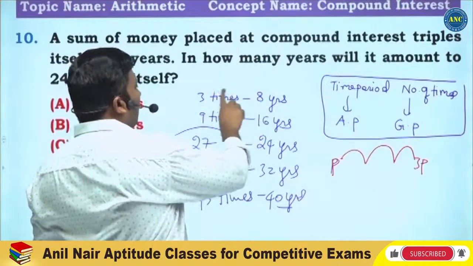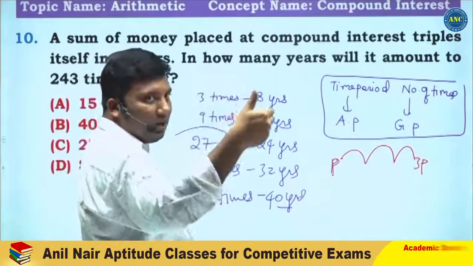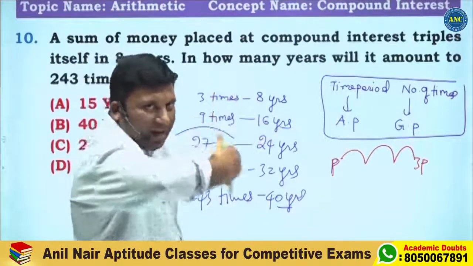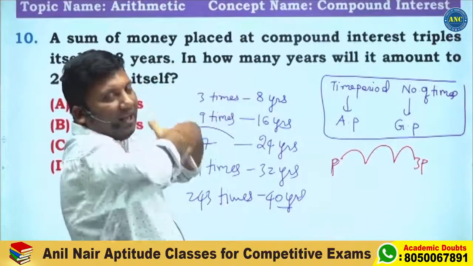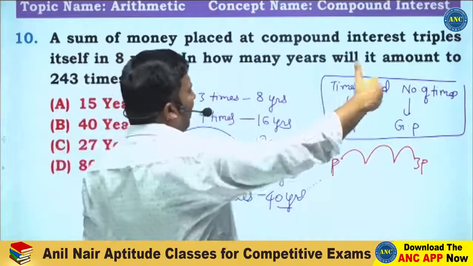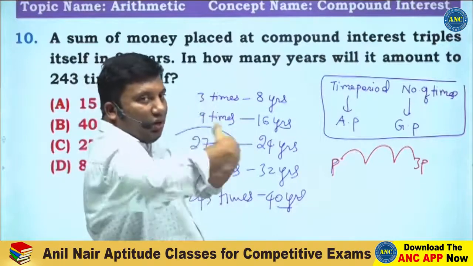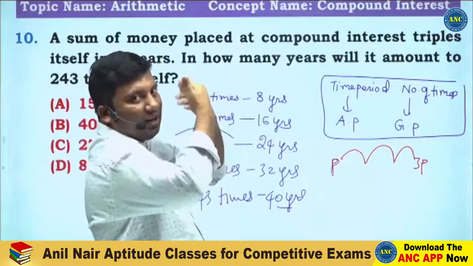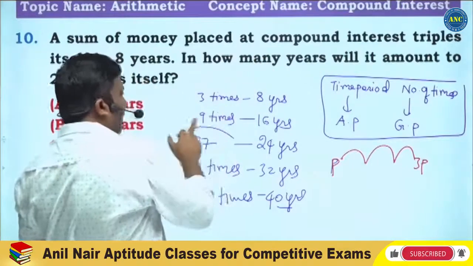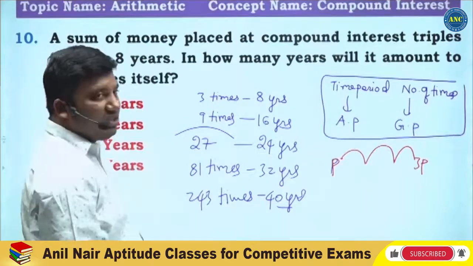So it is 3 times in 8 years. 8 years is 2 cube. That means every 2 years it will go 1 time. So for 16 years: 2 years 1 time, again 2 years 1 time, again 2 years 1 time, again 2 years 1 time. I hope it is clear. 3 times in 8 years, 9 times in 16 years.